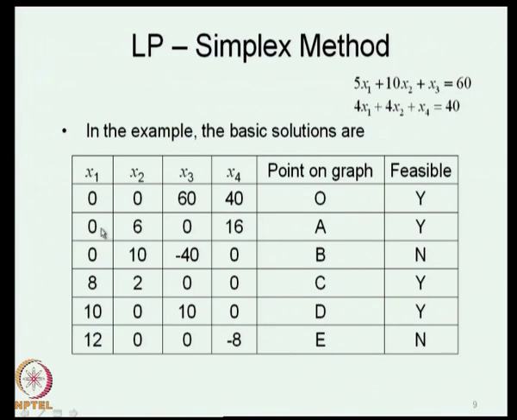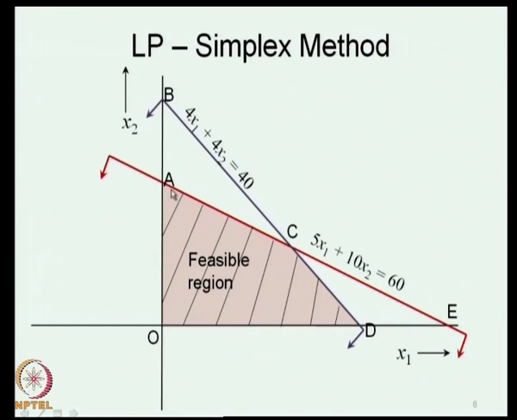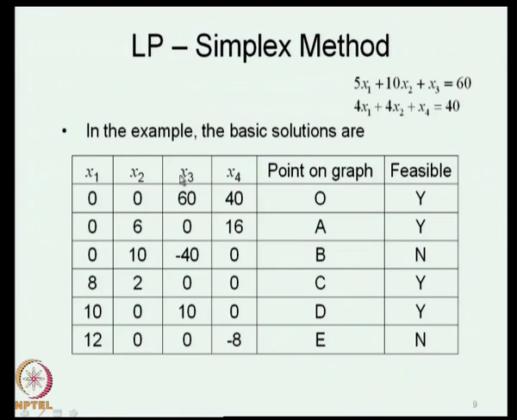Now, x 3 is 0 and x 1 is 0, which means x 2 is 6, and that will be this point. X 1 is 0 and x 2 is 6, that will be point A here. Is it feasible? Yes, it is feasible because it is on the corner point of the feasible region.